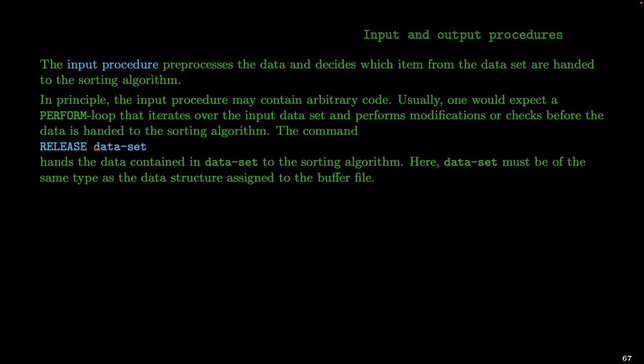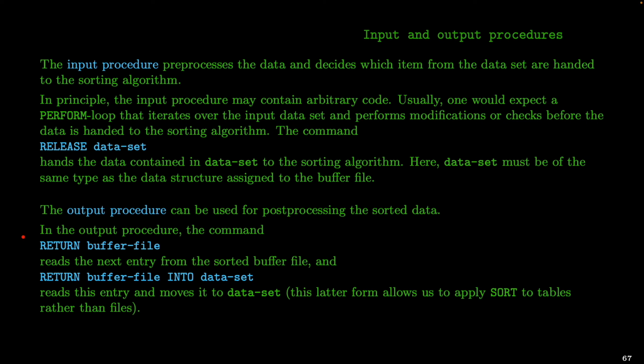And the command release dataset hands the data contained in dataset to the sorting algorithm. And here dataset must be a record of the same type as the data structure assigned to the buffer file. The output procedure will be used for post-processing the by now sorted data. Here, the command return buffer file will read the next entry from the sorted buffer file. And if you want to put it into a particular record to do some more processing with it, you can use return buffer file into dataset.